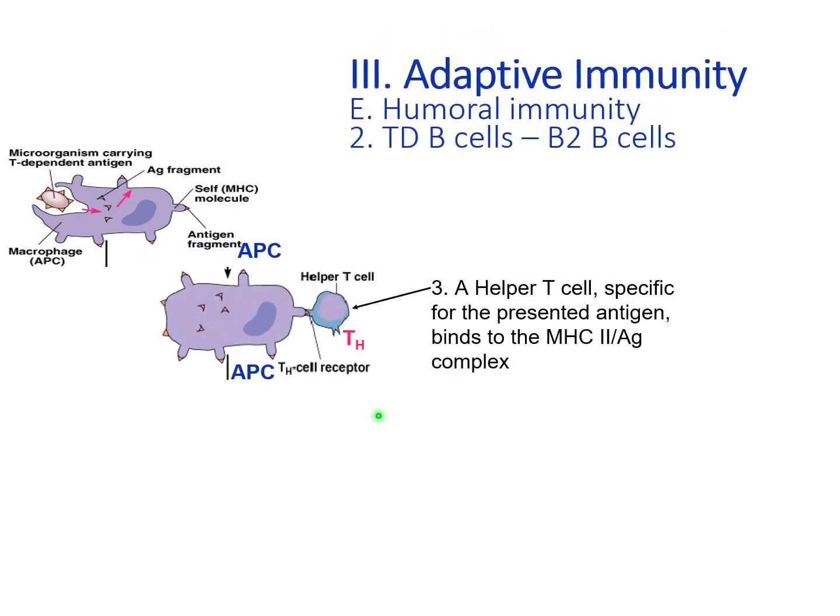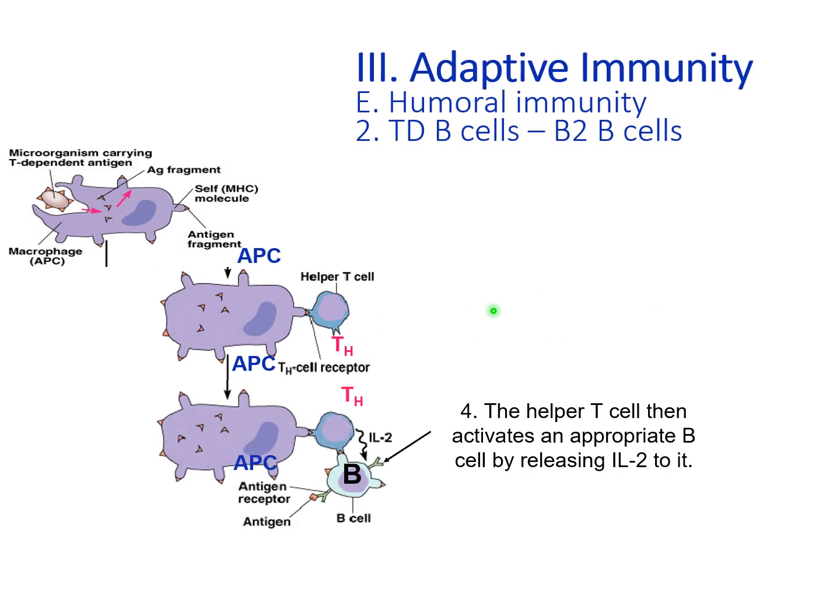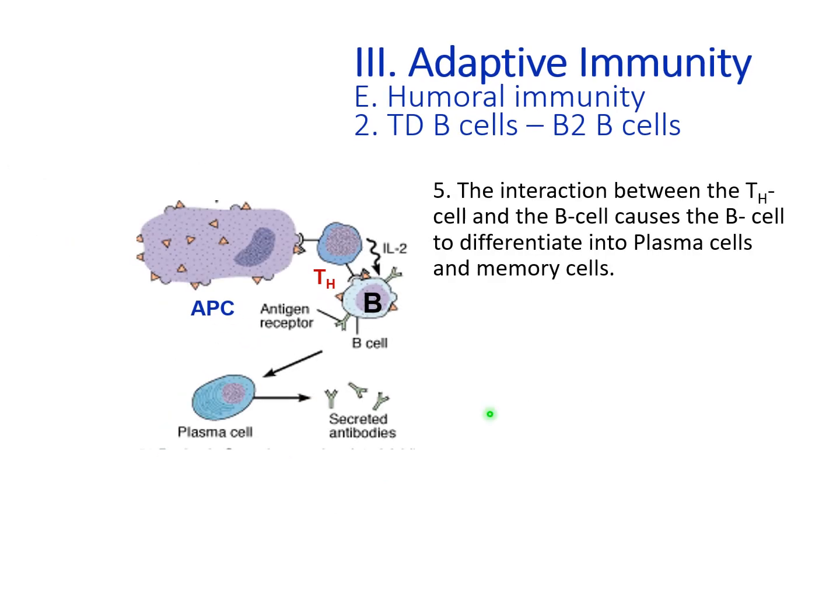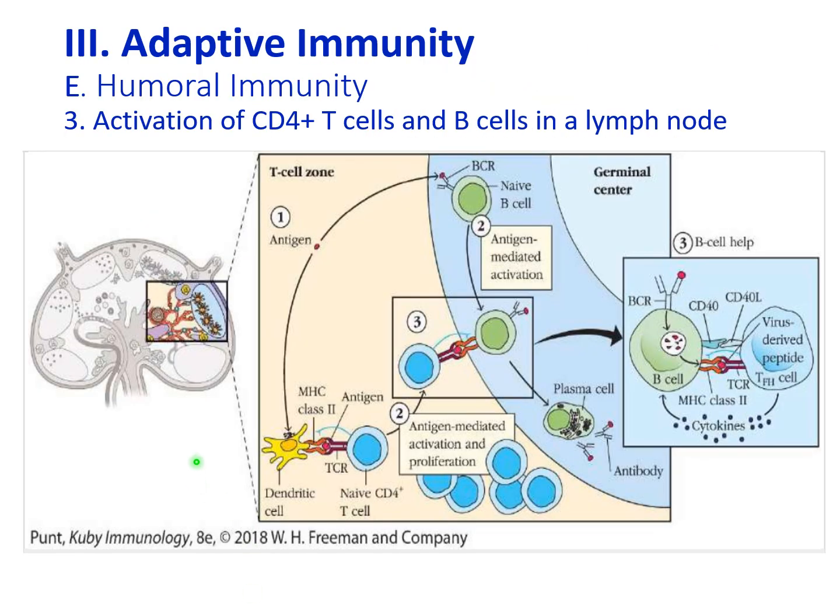And then a helper T cell, which is specific for the antigen that is being presented, binds to the complex. After which, the helper T cell then activates an appropriate B cell by releasing this cytokine, this interleukin 2. Now, the interaction between the T helper cell and the B cell causes the B cell to differentiate into plasma cells and memory cells. Activation of CD4 T cells and B cells that we have just discussed happens in a lymph node during a primary immune response.